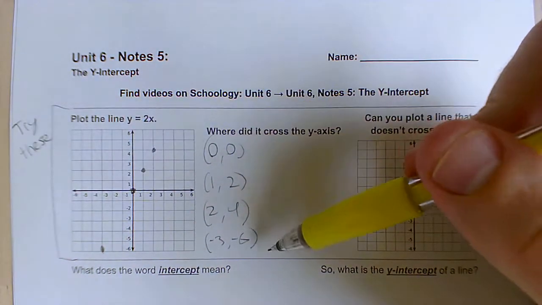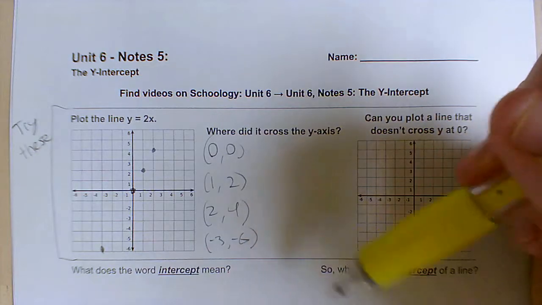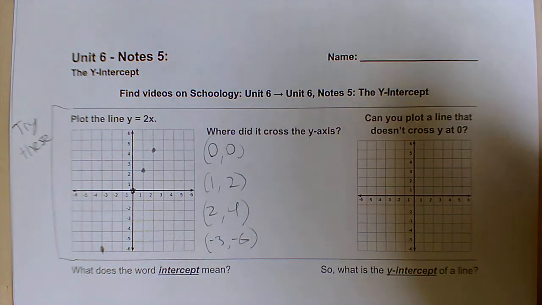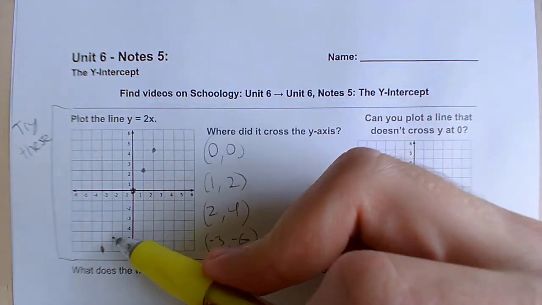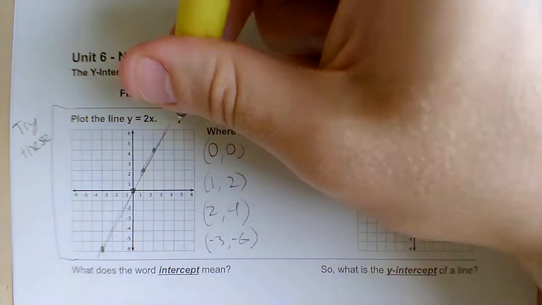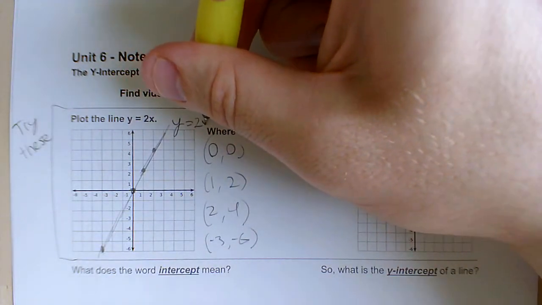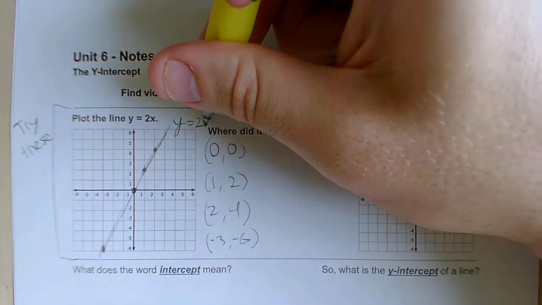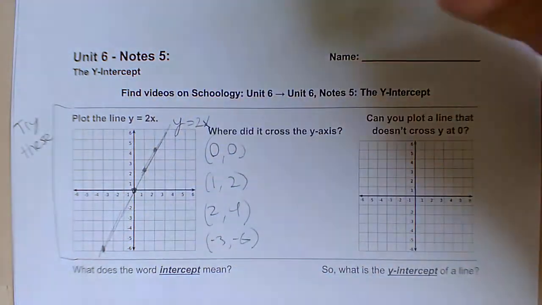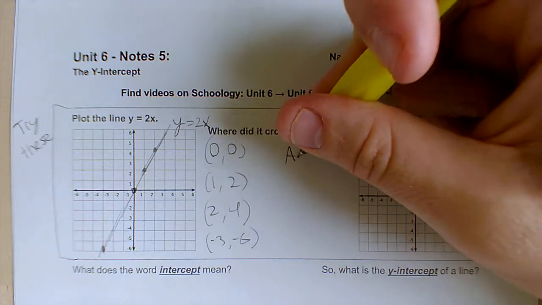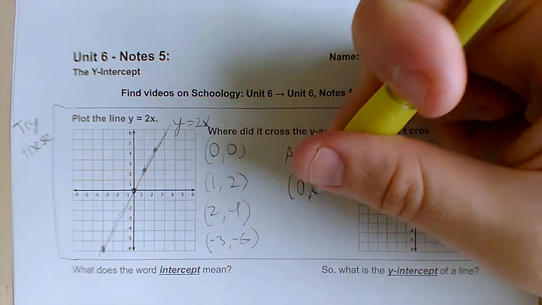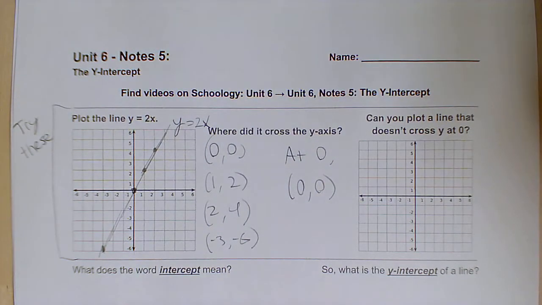If you don't know where I got these points from, you should go back to our older videos to make sure you know how to plot a y equals mx equation. Then we're going to connect these as a line. And this line here is y equals 2x. Now, where does it cross the y-axis? The y-axis is this line right here, so it's going to cross at 0. If we're asking about a specific point, we'll call that point 0, 0, like so.